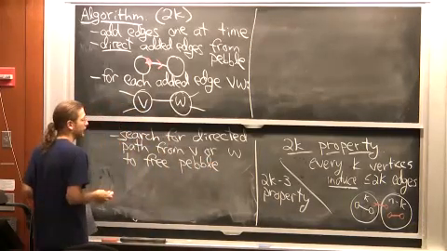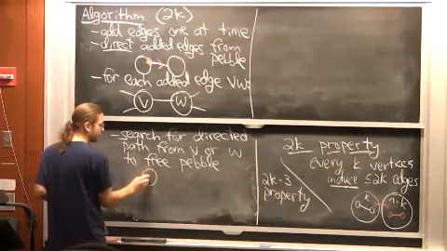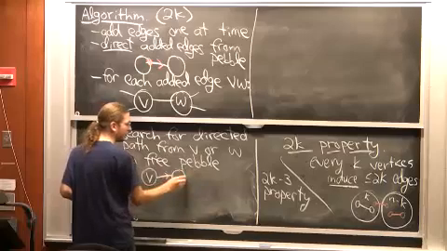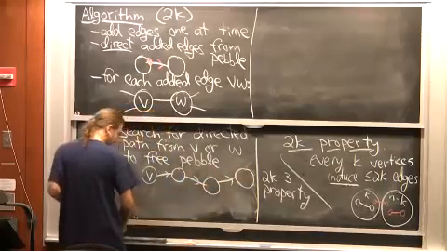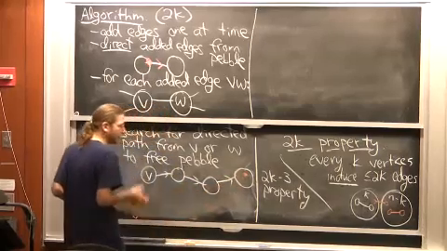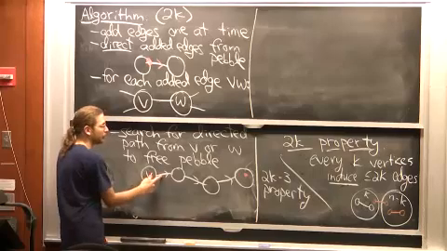So either I find one or I don't. If I find one, let's say from V, there's some edge, and then some other edge, and then some other edge. And eventually I find a free pebble. Remember, a free pebble is one that's floating on the inside, not being used for anything. So what does my picture look like?